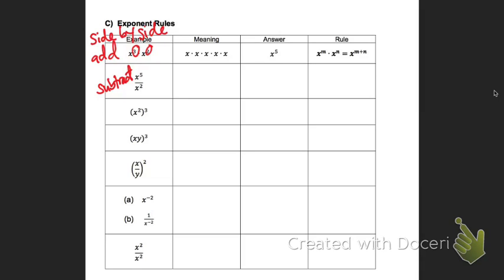So the meaning of it is saying x to the 5th. So I'm going to put 5 x's over 2 x's. Then I'm going to cancel 1, 2, 1, 2, and I'm left with x to the 3rd. Now, you don't have to draw all of that out. I'm just showing you the long way. All we did was subtract the exponents, 5 minus 2. The official rule, x to the m over x to the n is equal to x to the m minus n. That's like the formal way to write it, but you're just subtracting.